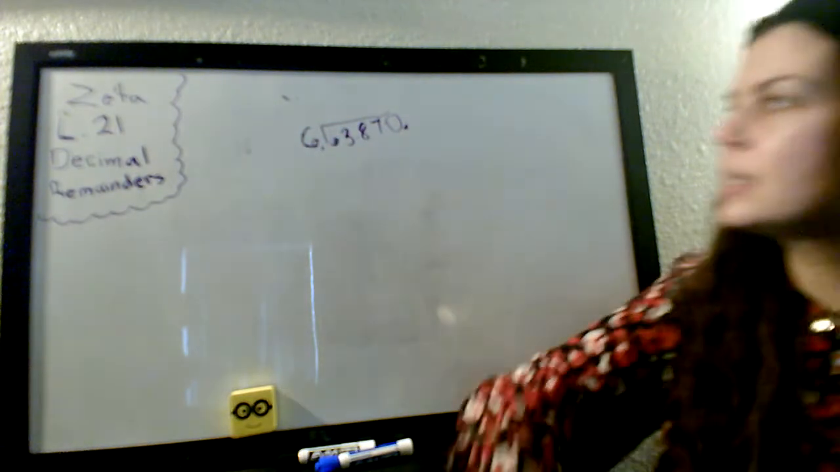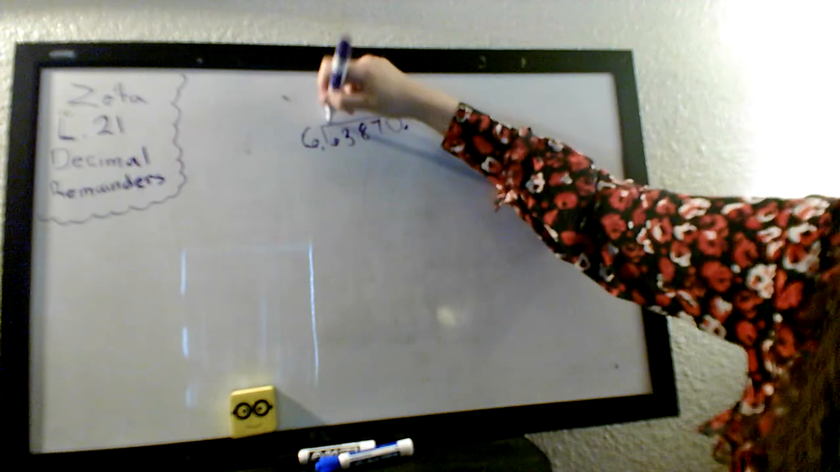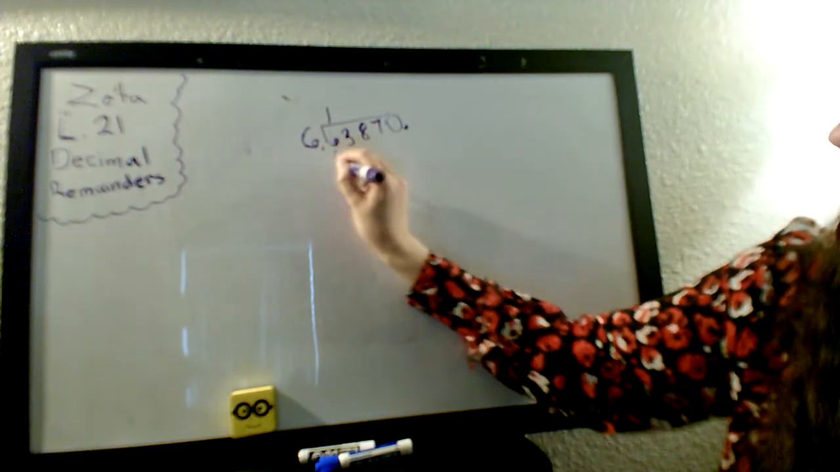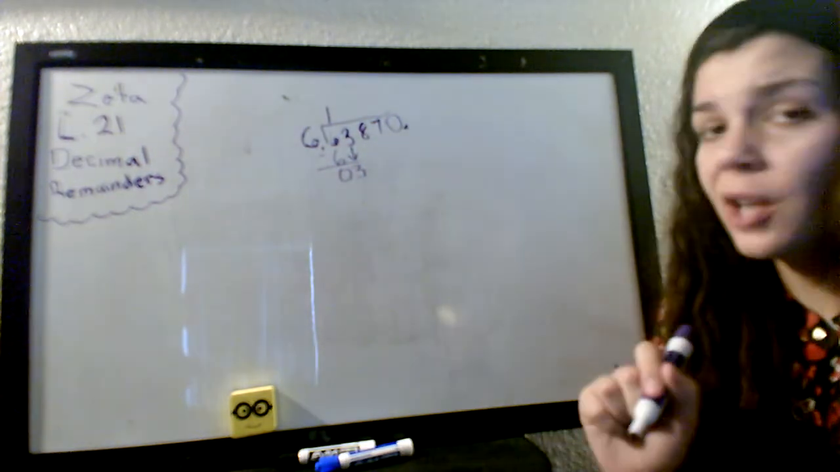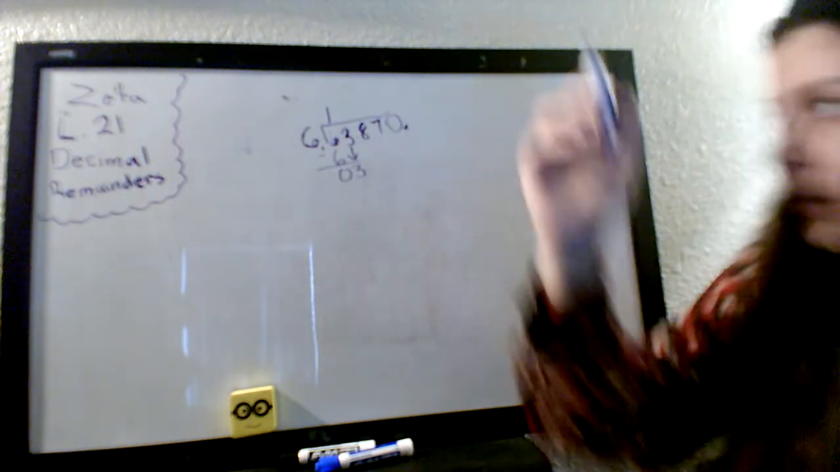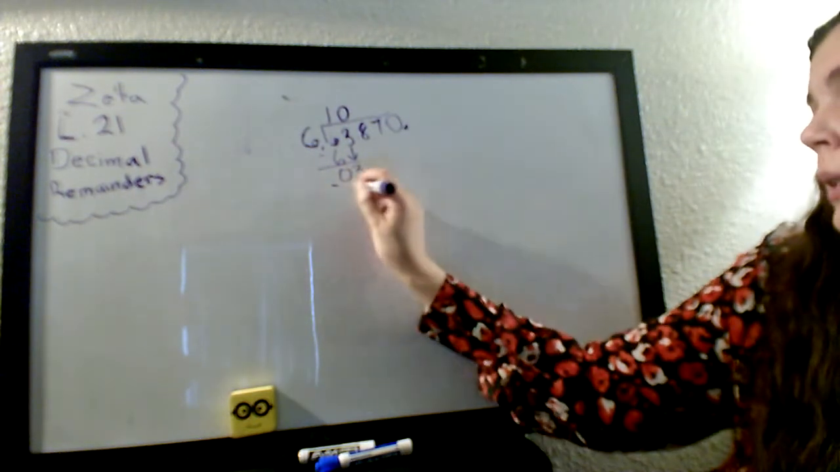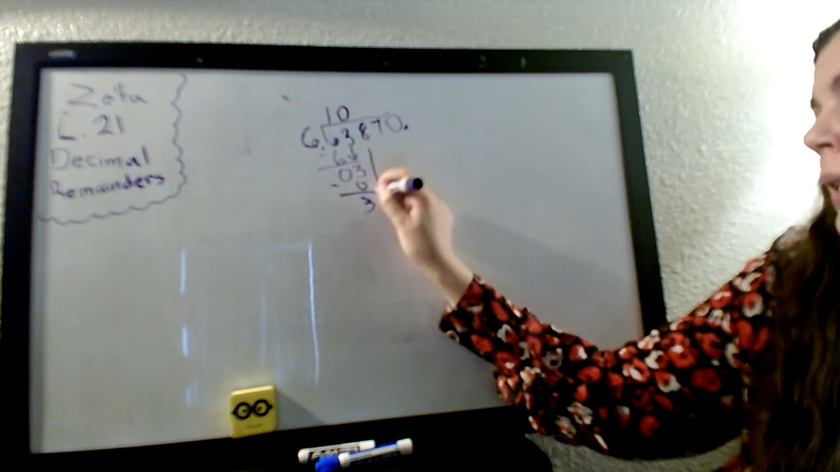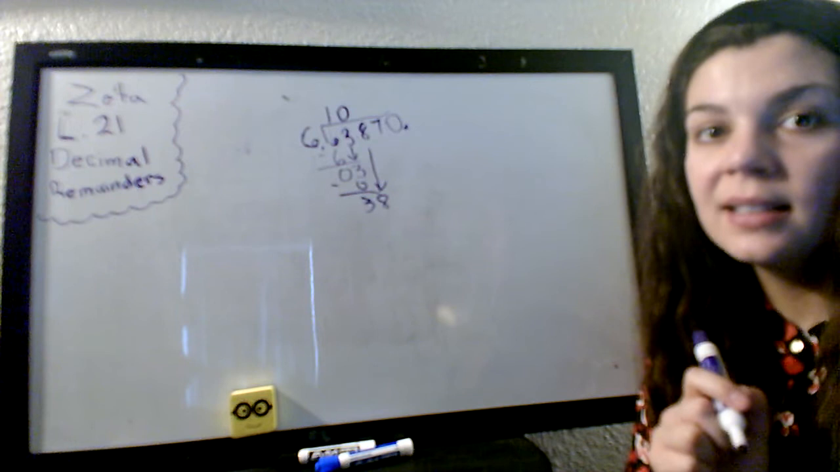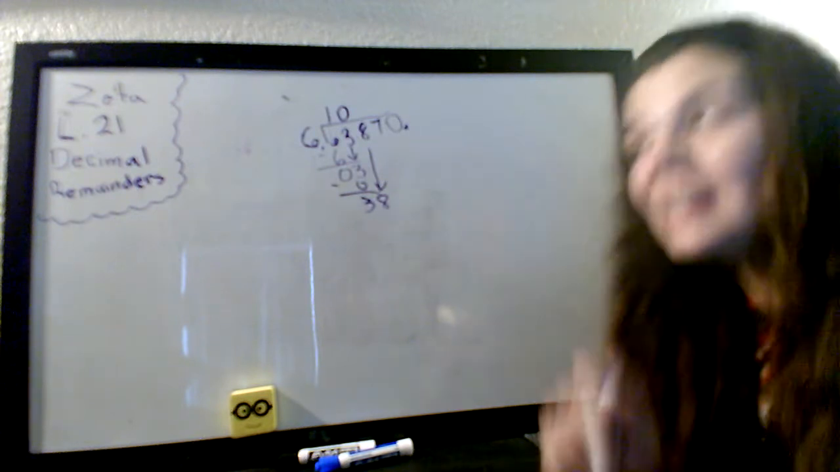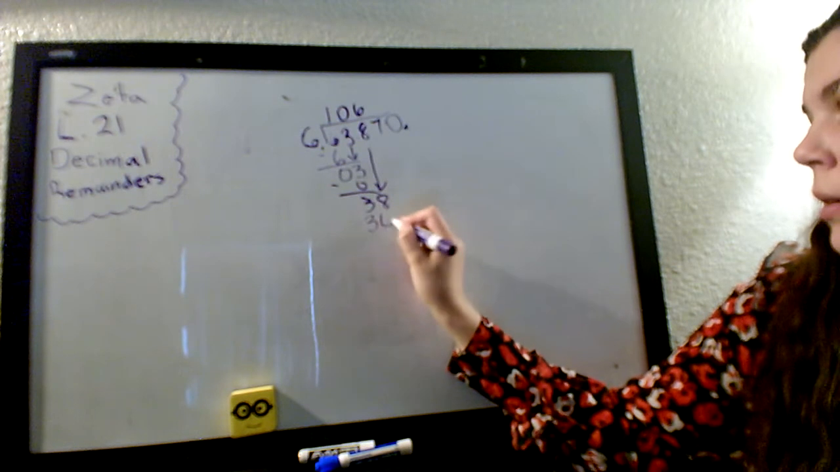Okay, so now we have 6 into 63,870. Very doable. Let's go ahead. 6 times 1 is 6. Minus, we get 0, we drop down our 3. How many 6's go into 3? 0 6's go into 3. It's not big enough, but we still need to put our 0 at the top. 3 minus 0 equals 3. We bring down our 8. How many 6's go into 38? 6 times 6 is 36, and that's as close as we can get.